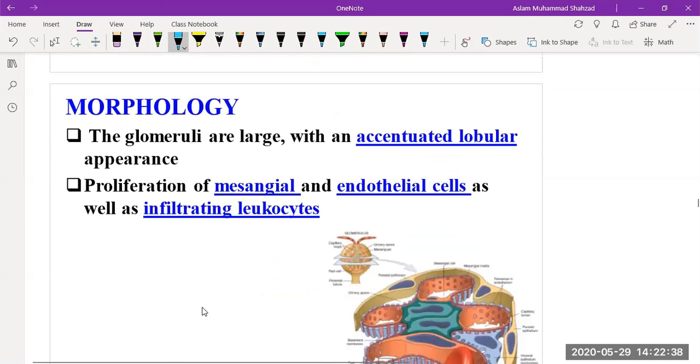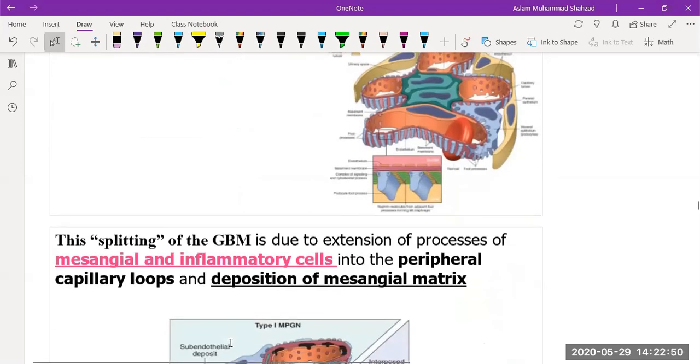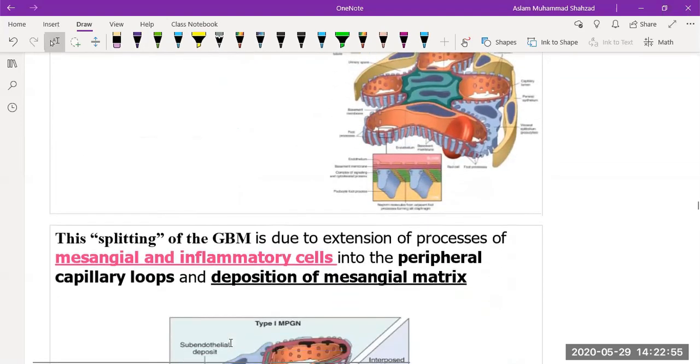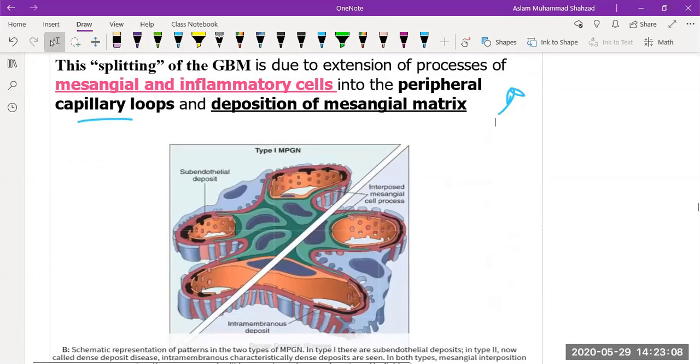So what happens? The glomeruli are large with a large lobular appearance. Proliferation of the mesangial and endothelial cells as well as infiltrating leukocytes will be formed. The splitting of the glomerular basement membrane occurs due to the extension of the processes of the mesangial and inflammatory cells into peripheral capillary loops and deposition of the mesangial matrix. So that will be the key characteristics.